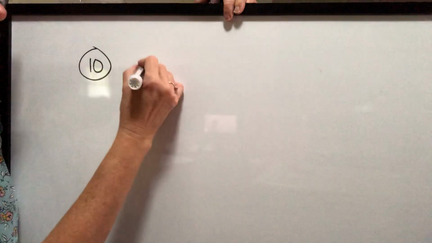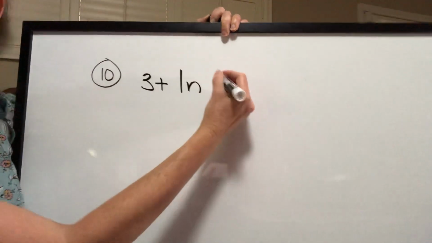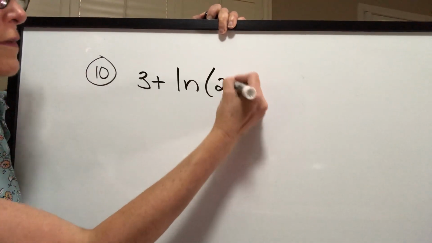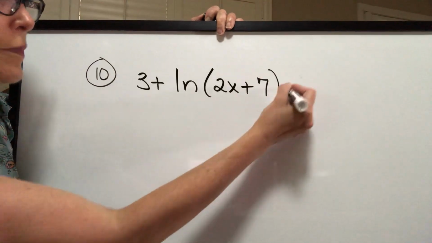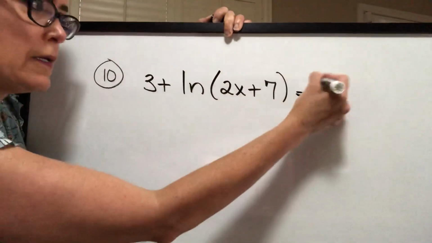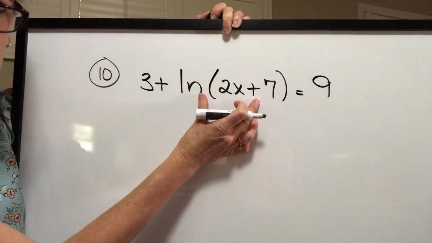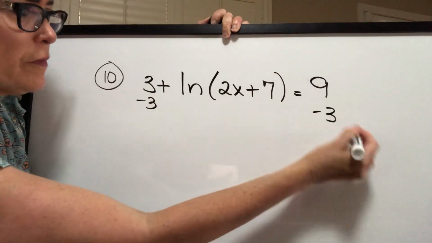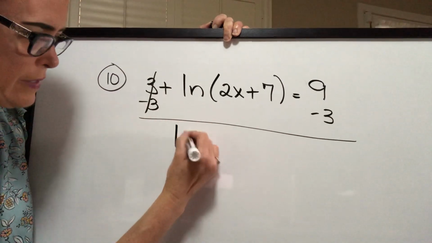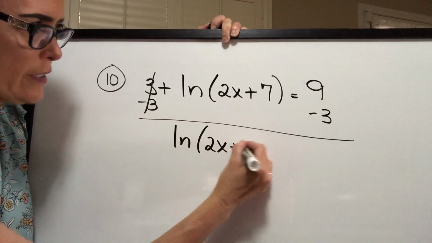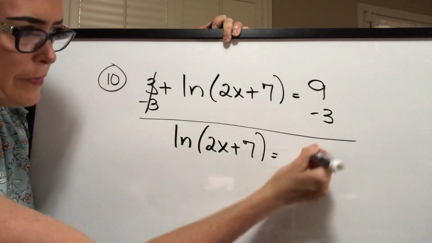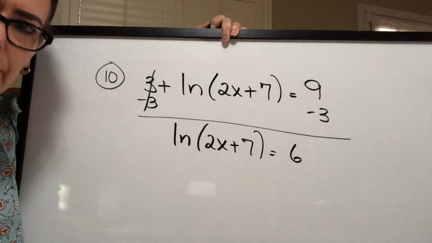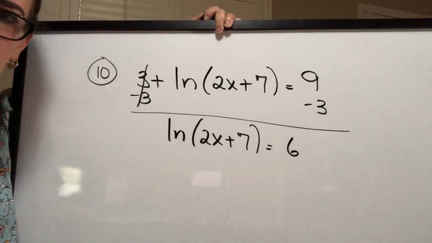We've got 3 plus natural log, 2x plus 7 would be equal to 9. Okay, so this is the natural log. The 3 is not part of it, so I'm going to subtract 3 right away from both sides. So I would still have the natural log for now. That doesn't change yet. And 9 minus 3 would be 6. Okay, so now we're at the point of changing that to exponential.